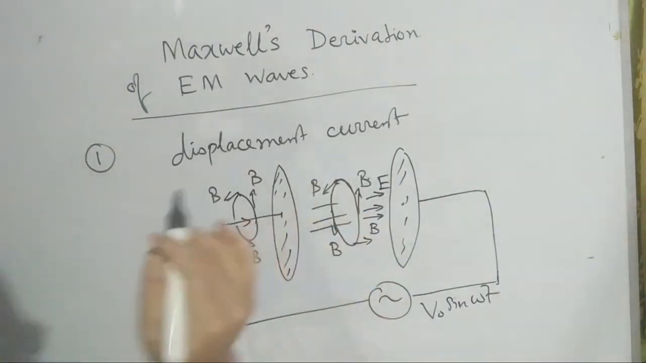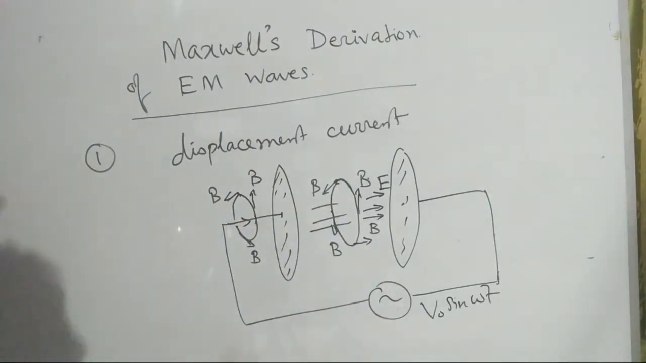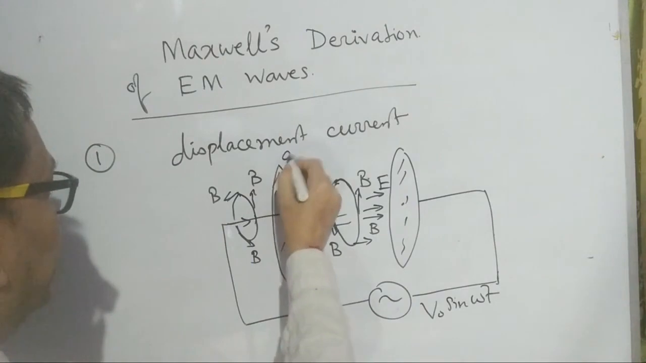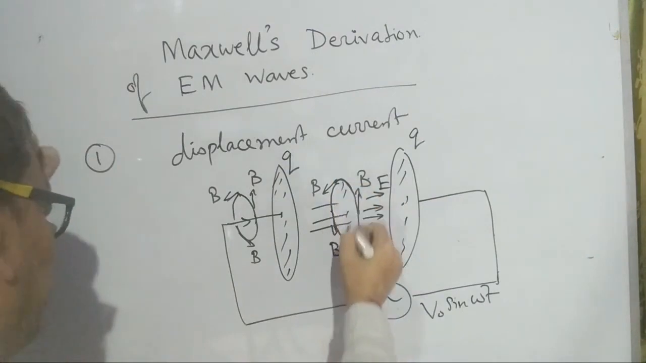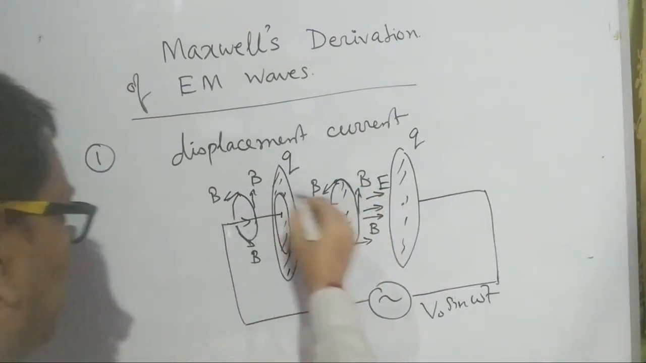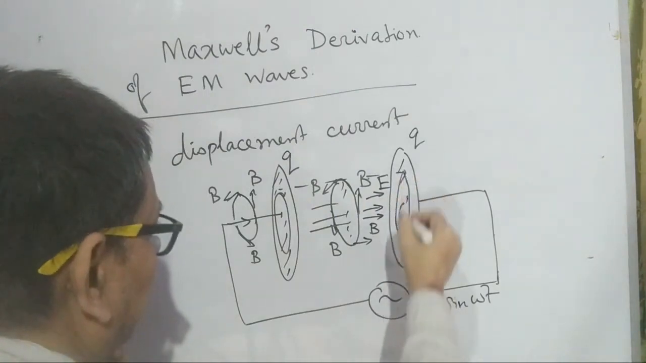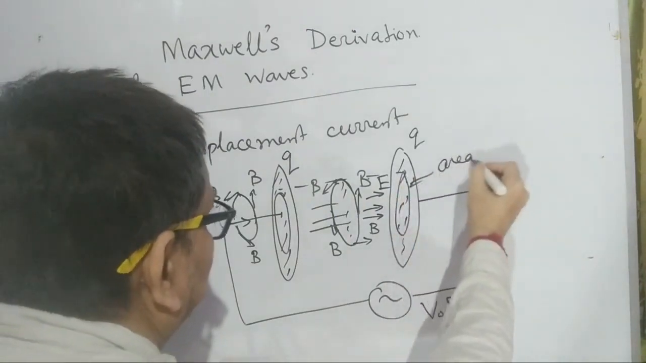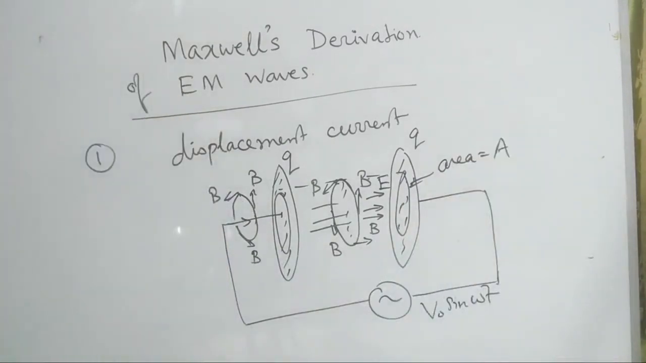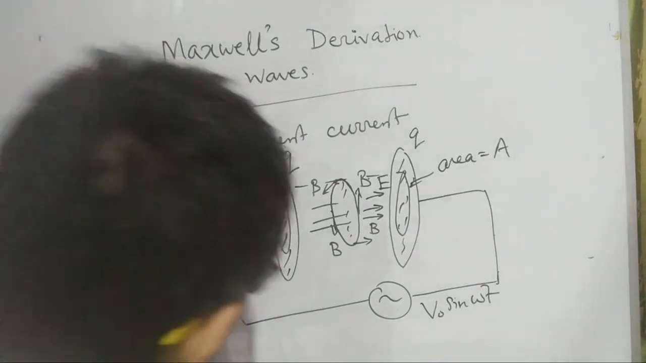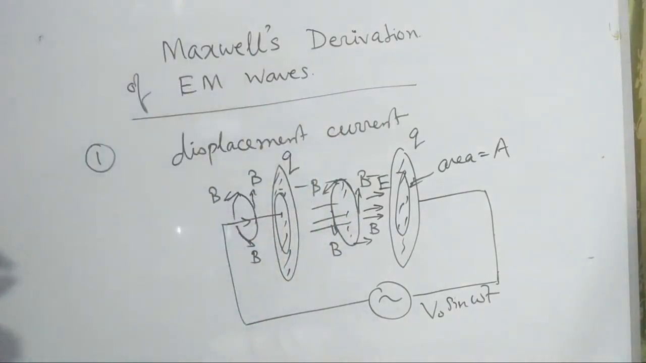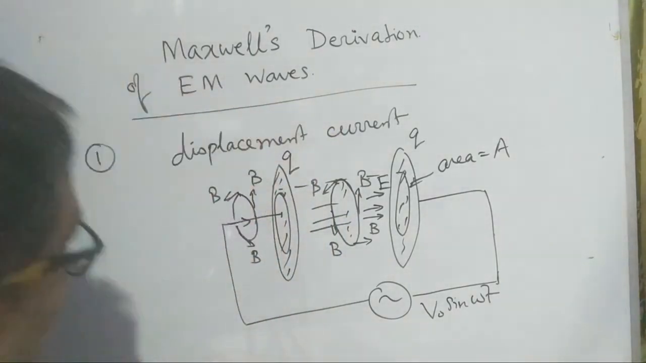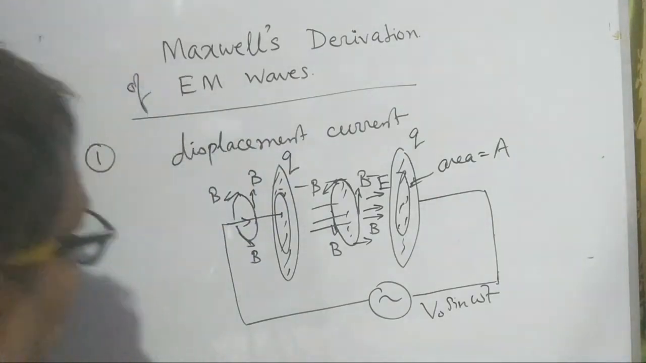So how will the calculation come? Suppose this is a plate having total charge Q, and this much area of the loop is A. So this variable electric field is producing a magnetic field. That means there is something wrong in Ampere's circuital law. It is proposed, not by me, by Maxwell.